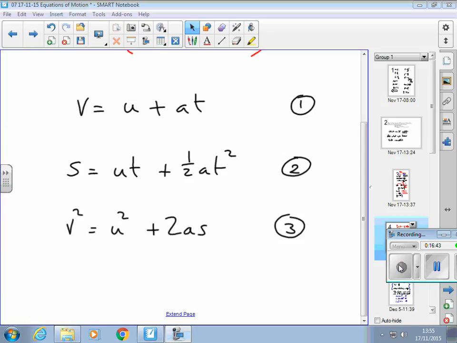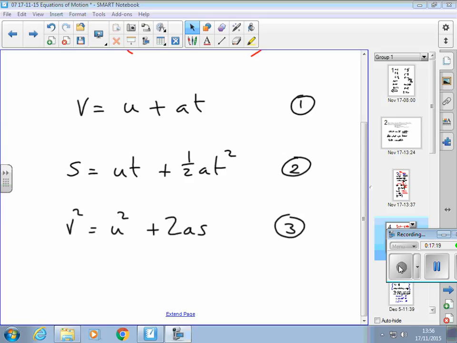So number 1, V equals U plus AT. 2, S equals UT plus a half AT squared. Number 3, V squared equals U squared plus 2AS. Which formula you use depends on the problem you're given and depends on what you know. Have a look at them. Why do you think those 3 formulae were formulated in the first place? What makes each of these 3 useful? Why do you think we group them together like this? Have a look at what's inside them.